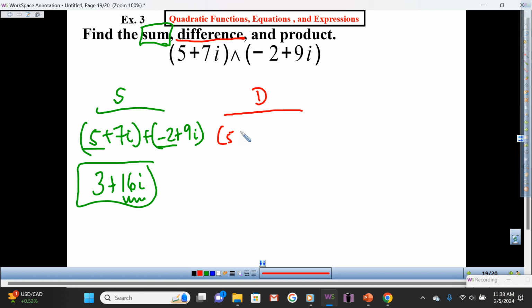Again, 5 plus 7i minus negative 2, I'm sorry, negative 2 plus 9i. Martin, what'd you get for the difference? Still working on it? Okay, I'll come back to you.